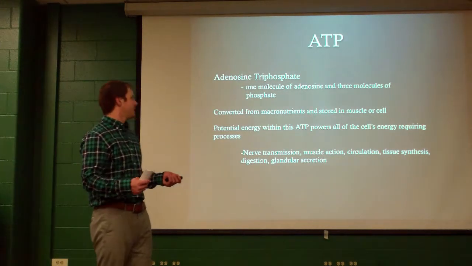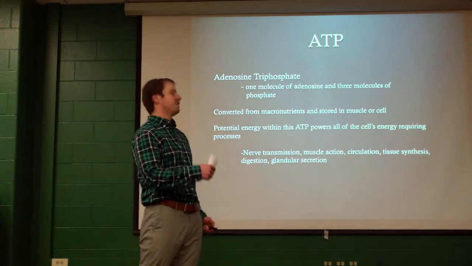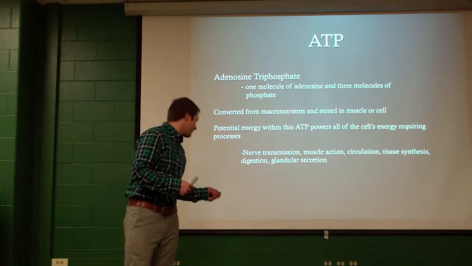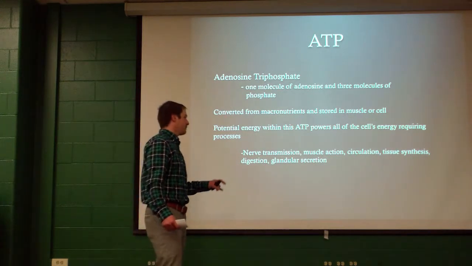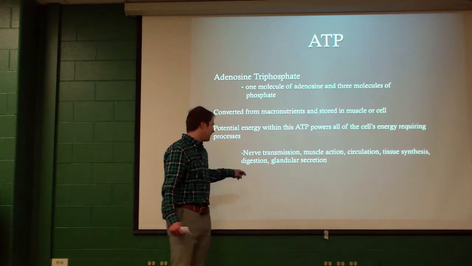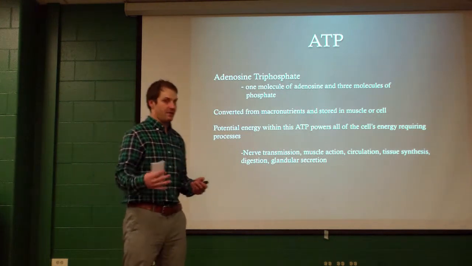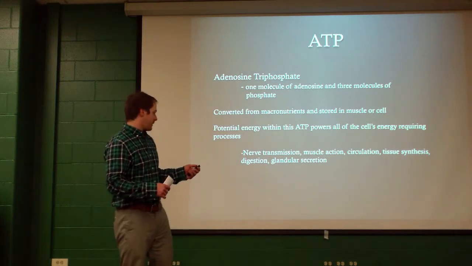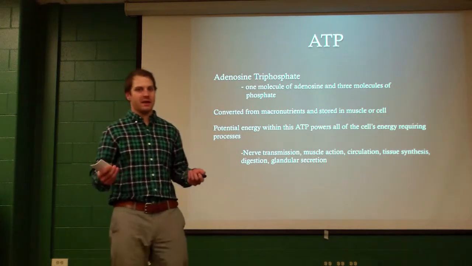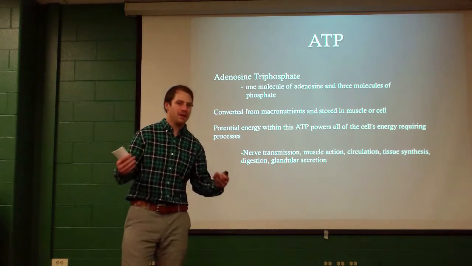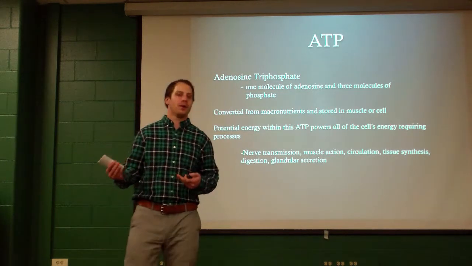Its potential energy within this ATP powers all cells' energy-requiring processes. So this can range from nerve transmission, muscle action, circulation, tissue synthesis, digestion, to granular secretion. As you can see, the body needs energy for everything. Today, we're going to be focusing on muscle action because physical activity, competition, and sports need muscles. Muscles need to do work to complete whatever your goal is.